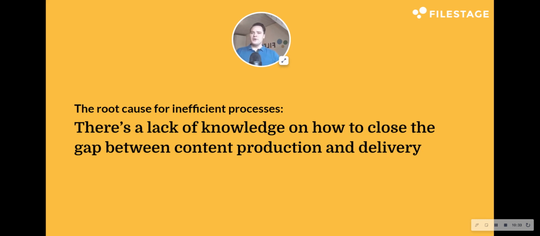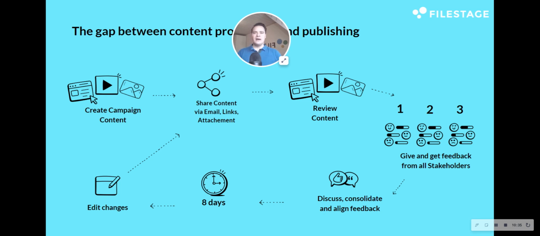To give you a bit more visuality on how this basically looks. When we talk about the gap between content production and distribution, this is visually the process, how it looks on this slide. You can see on the top left, you are creating the campaign assets. Once the campaign assets are created, you share the content with your reviewers. You share it via link, via email, you send attachments maybe in Microsoft Teams, and then the content gets reviewed.